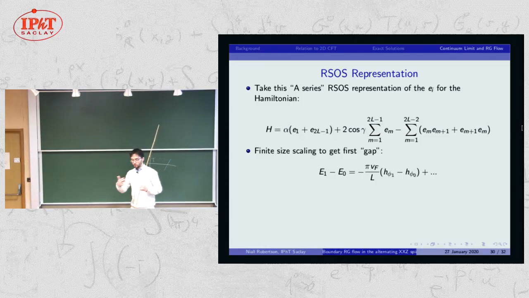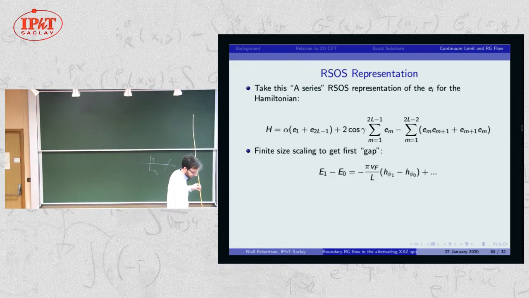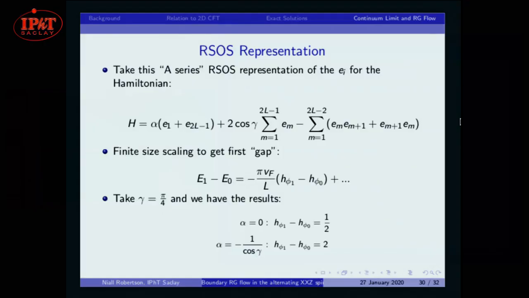If you recall the way that the energy eigenvalues of the Hamiltonian scaled, if we take the difference between the first excited state and the ground state, they will scale in this way. This is the Fermi velocity I mentioned earlier, and these are the conformal dimensions corresponding to each of those two states. So we can just measure this quantity.